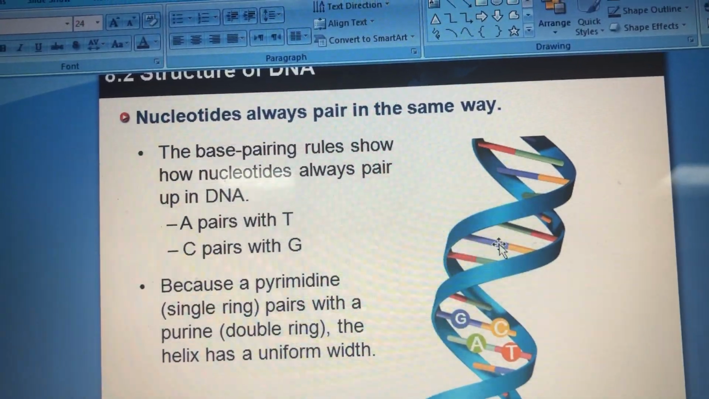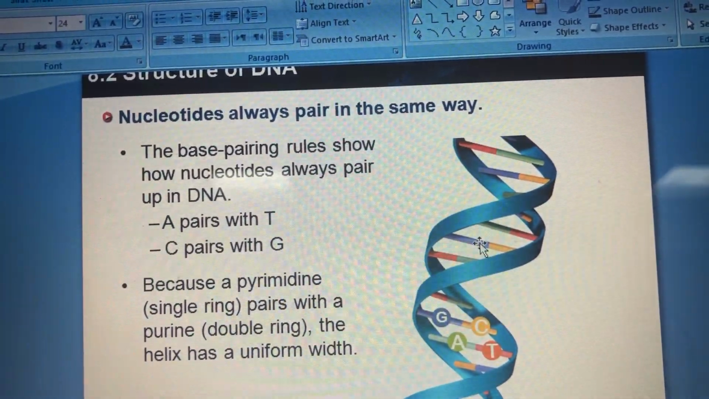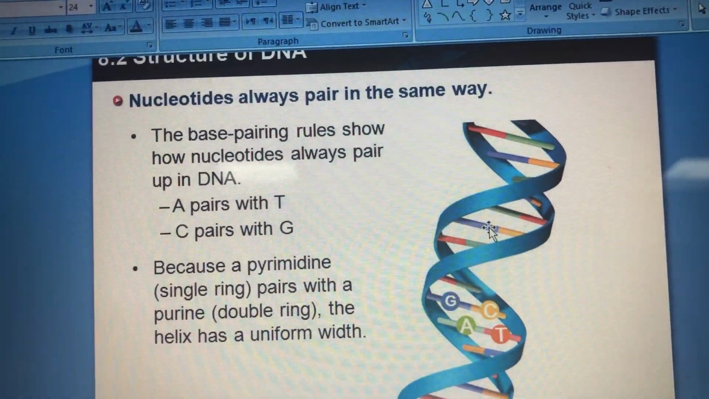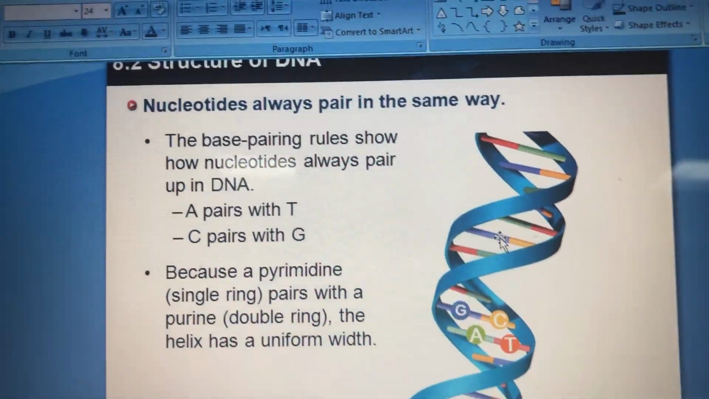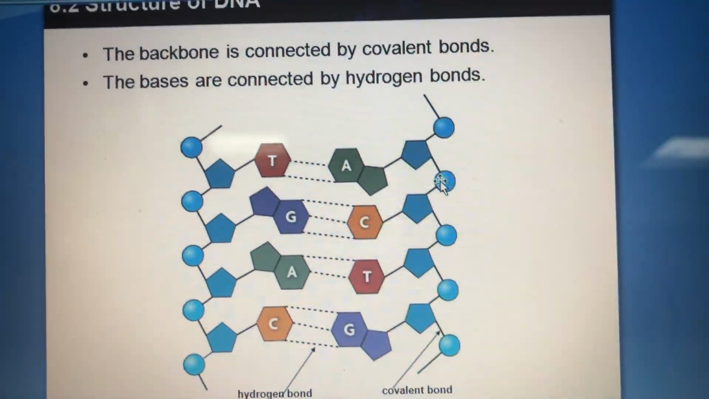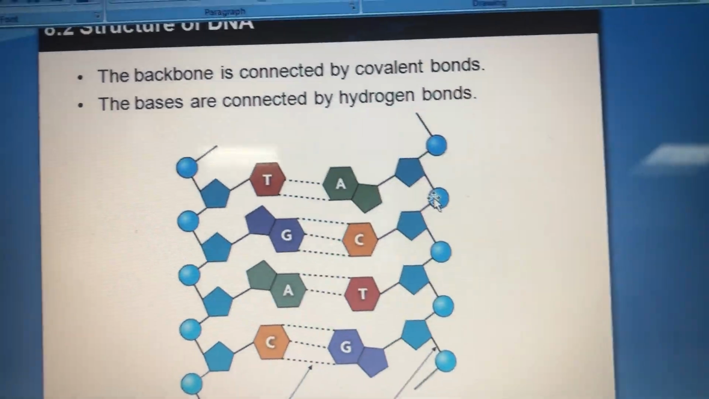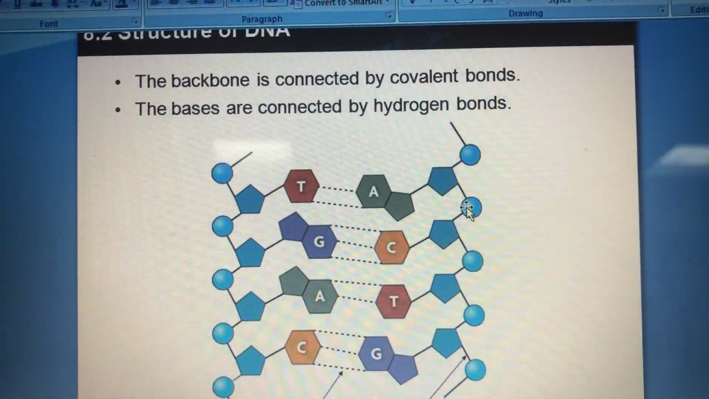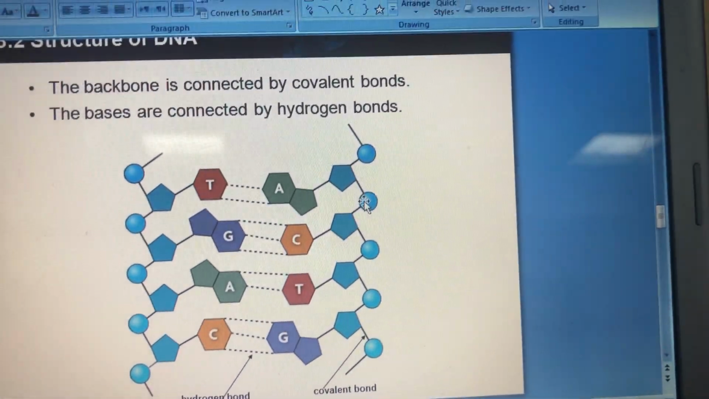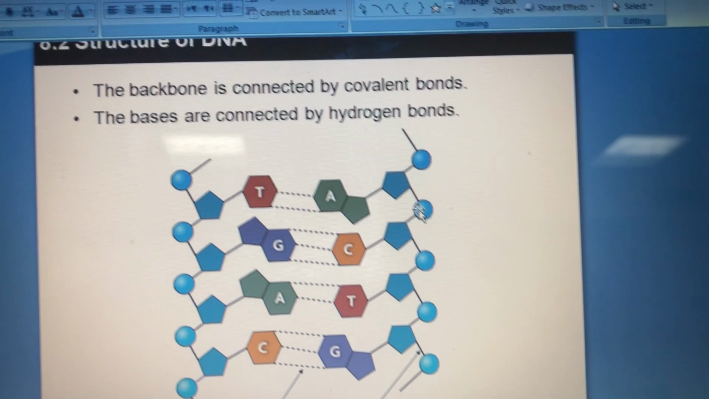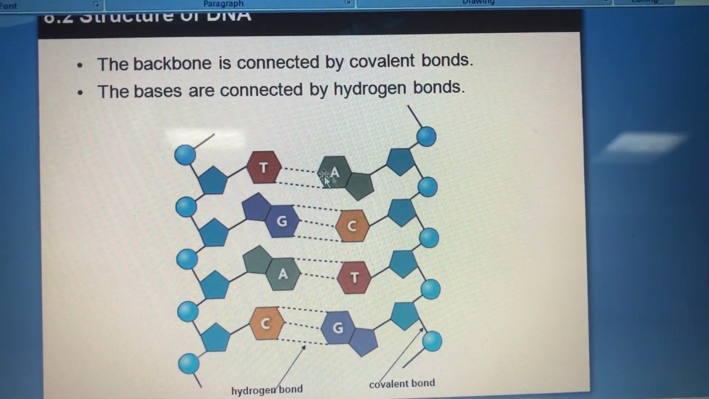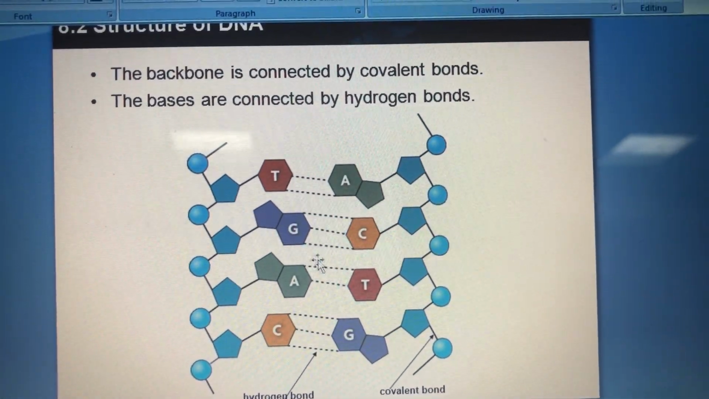The base pairing rule shows how nucleotides always pair up in DNA. A pairs with T, or C pairs with G, because one ring pairs with two rings. Now, this is the structure. Here, this is untwisted. Naturally, the DNA will be a double helix. It's like a twisted ladder. But if you untwist it, it will look like this. Can you see the hydrogen bonds between the bases? So bases are joined together by hydrogen bonds.